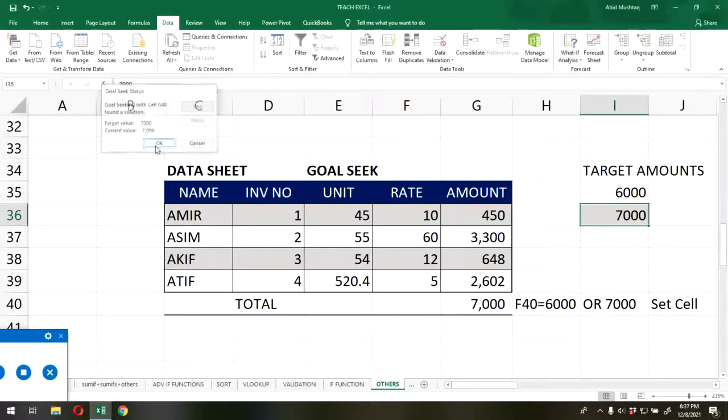I'll get that amount 7,000 here, and I need a unit price of 520, which is multiplied by 5. I'll get the amount 2,602 to get the actual amount of 7,000. It's an easy way to get the required amount here. Hope you like that.